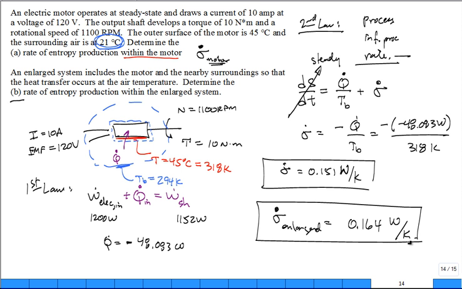Which is greater? Why is it greater? What's happening in the air? Heat transfer through a finite temperature difference, where the air close to the motor is hot, the surface motor temperature, and then it's lower temperature farther away. Thumbs up, you like it? It's okay?